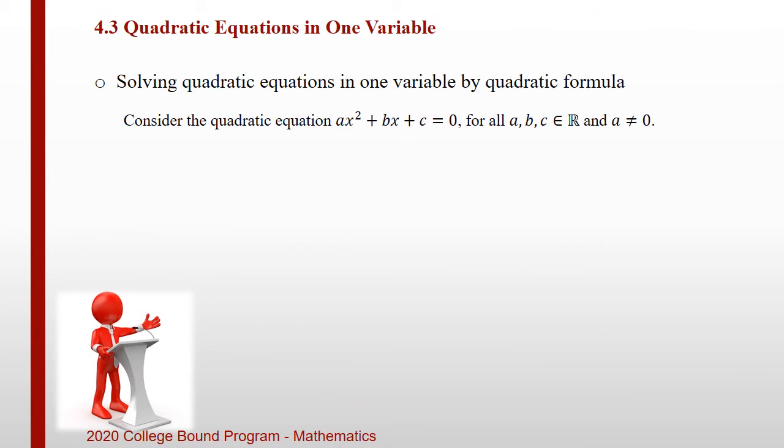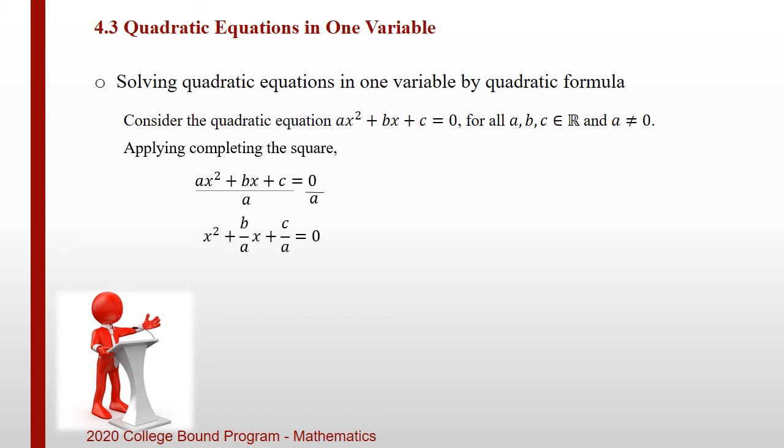For the fourth method, let us consider the standard form of a quadratic equation in one variable given by ax² + bx + c = 0 for all real numbers a, b, and c and a not equal to 0. What will happen when we apply completing the square? Since a is non-zero, we can divide both sides by a, giving us x² + (b/a)x + c/a = 0.